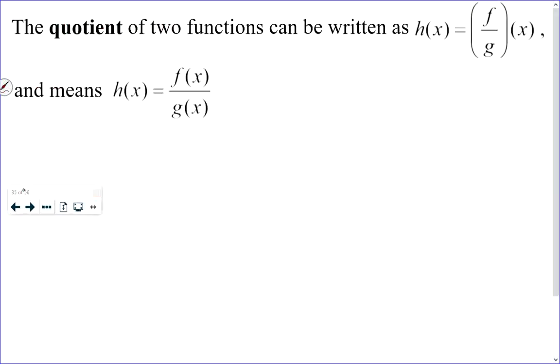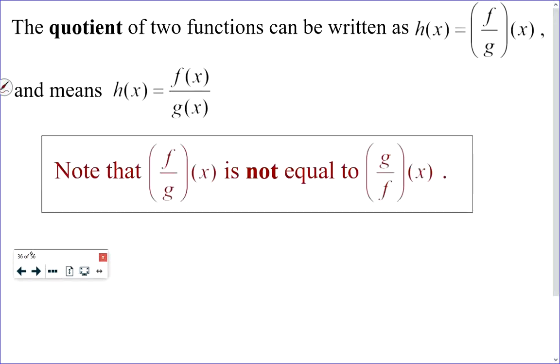The quotient of two functions is written as f over g of x, and it means f of x divided by g of x. That's just notation. Note that f over g of x is not equal to g over f of x, because f over g of x means f of x over g of x, and g over f of x means g of x over f of x. There are a lot of letters in saying this, so you have to choose your words carefully. These are reciprocals of each other. They're not the same, though.